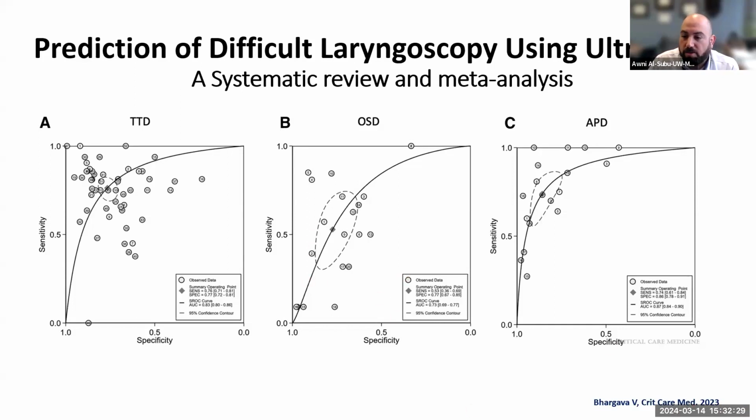And then the anatomical position domain had the best AUROC of 0.87 and a pooled sensitivity of 74 and specificity of 86. But what we learned from this meta-analysis is one index is not enough, and we need to look at multiple views, and we still need to look into that a little bit more.